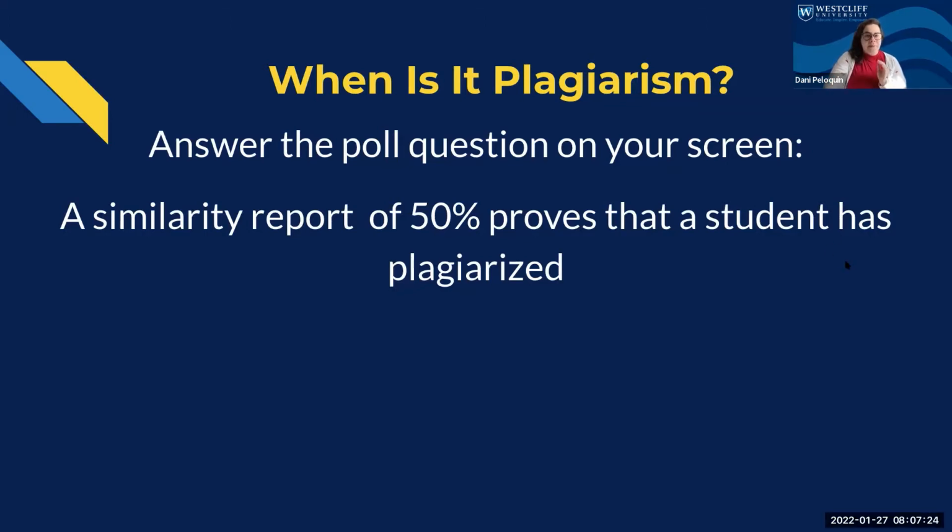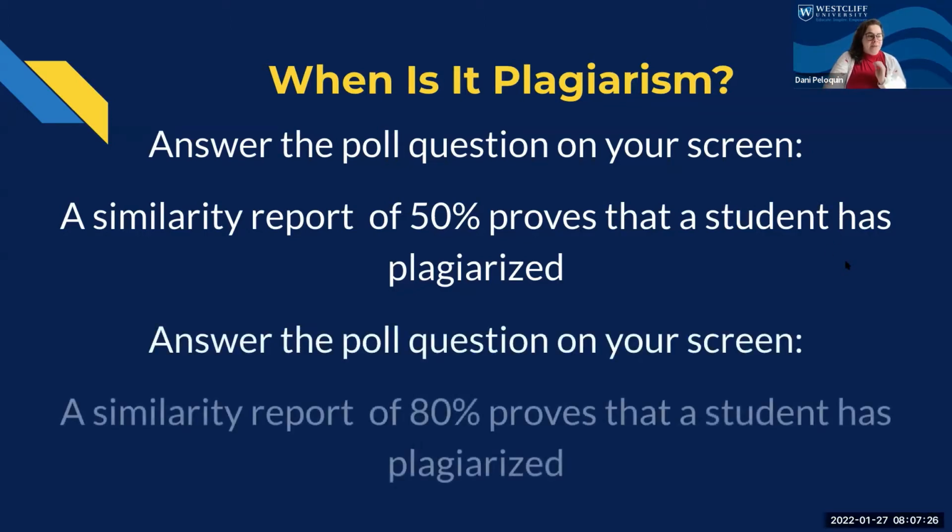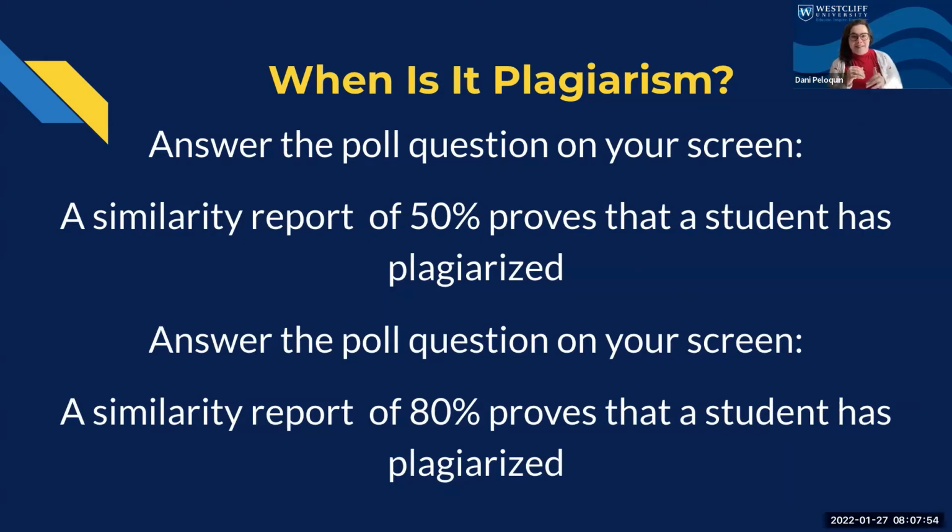Let's ramp it up though. What about a similarity report of 80%? True or false? This is plagiarism. True or false? Okay, we got some could be's, need to be evaluated. Clearly, we're all professors because the true or false option is not working out for us. We want a different layer. We want the maybe, possibly, it could happen.